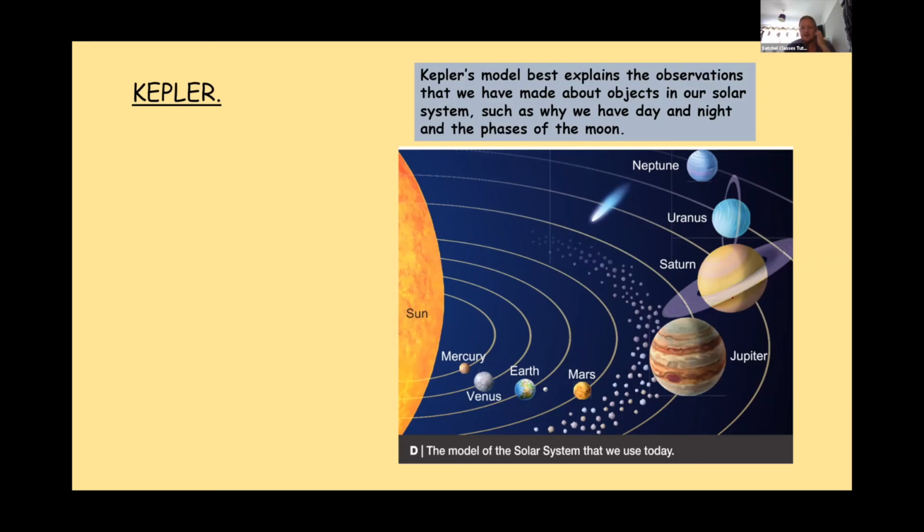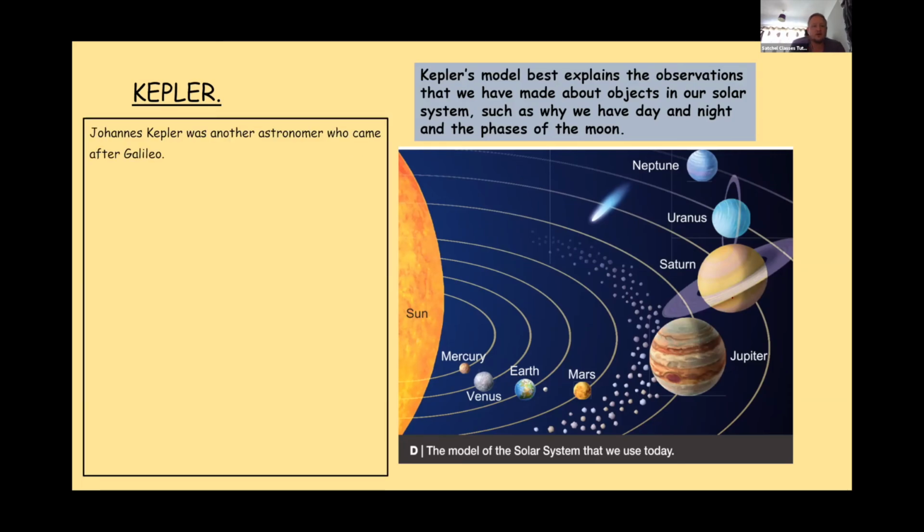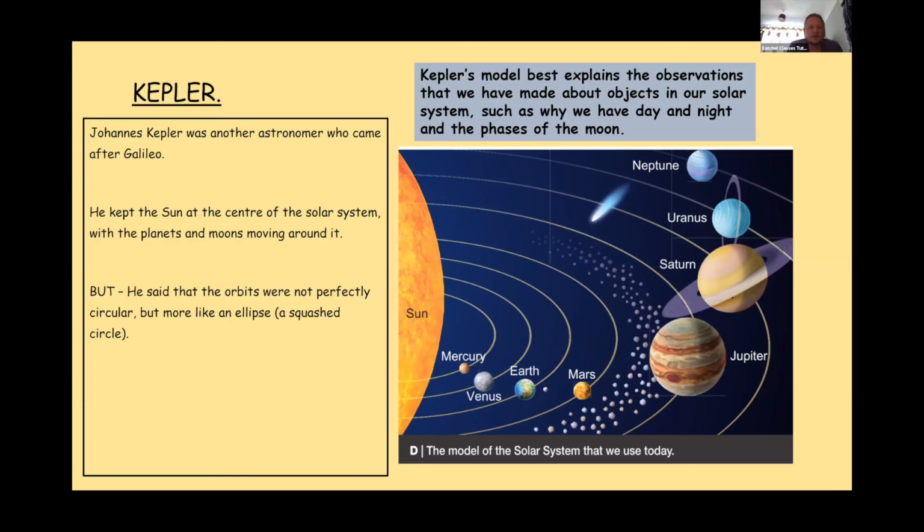Kepler's model best explains the observations that we have made about objects in our solar system, such as why we have day and night and the phases of the moon. He kept the sun at the center. The heliocentric model was correct for him, with the planets moving around it and moons moving around the planets. But he said that orbits were not perfectly circular. There was no such thing as the perfect circular orbit. It was more like an ellipse, a squashed circle. Think of an oval shape with a kind of narrowing at the top, or if you get a perfect circle and squash it down, you get an oval shape, rugby ball-like.